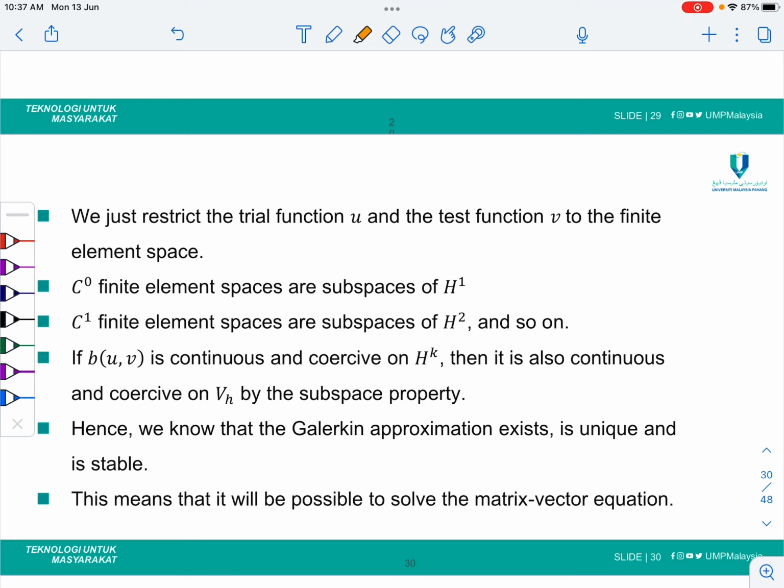If b(u,v) is continuous and coercive on H^k, then it is also continuous and coercive on V_h by the subspace property, because we state that V_h is contained in H^k. Hence, we know that the Galerkin approximation exists, is unique and is stable. This means that it will be possible to solve the matrix vector equation.